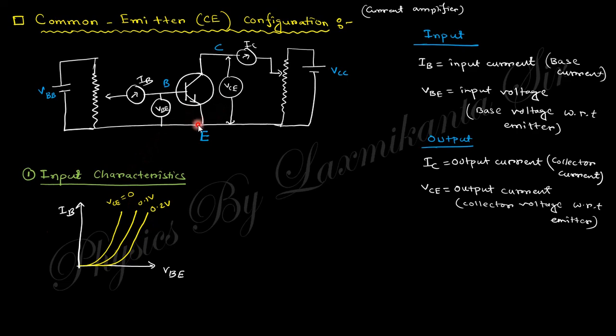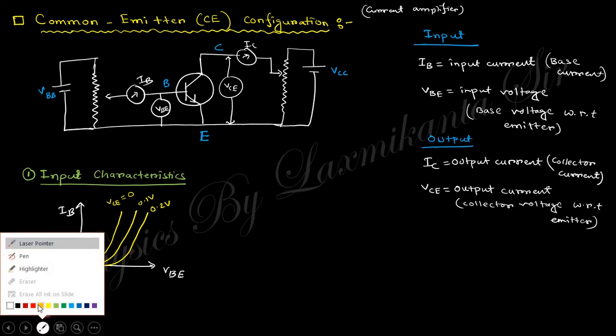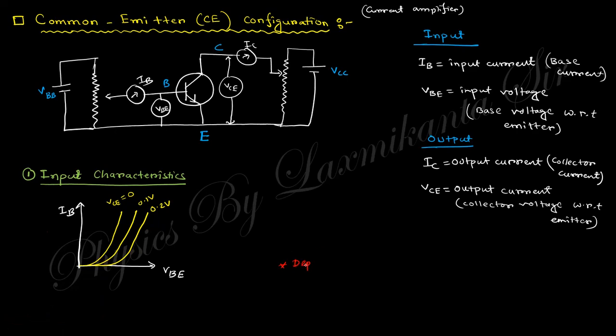The cut-in voltage will increase because this actually enhances the depletion region. Because this is a reverse bias, the depletion region increases. That's why the cut-in voltage increases. The depletion region width increases as in reverse bias. That's why the input characteristics will be like that and the cut-in voltage increases.